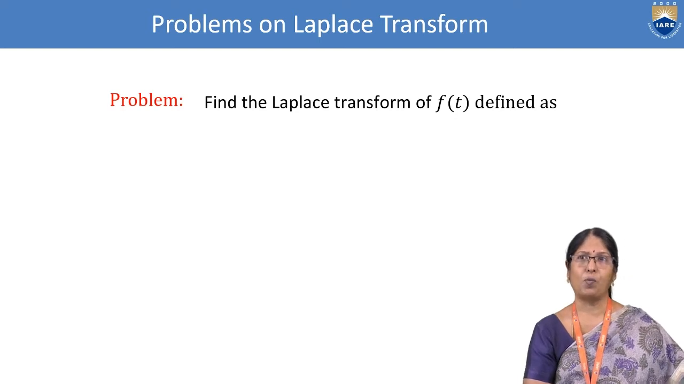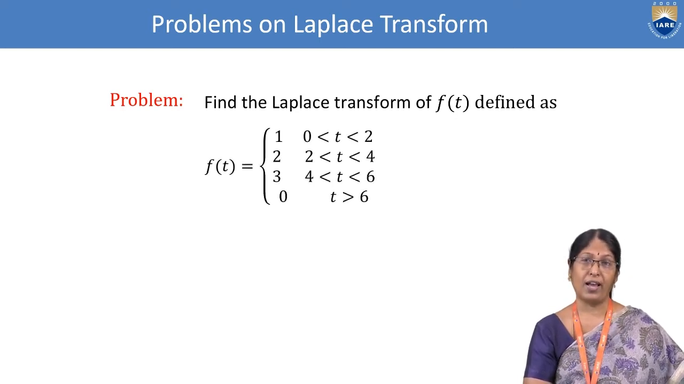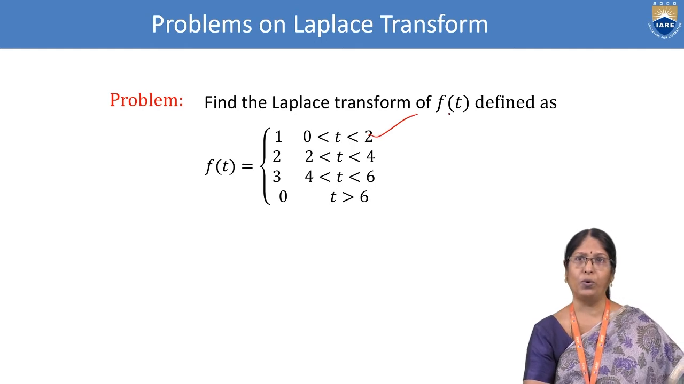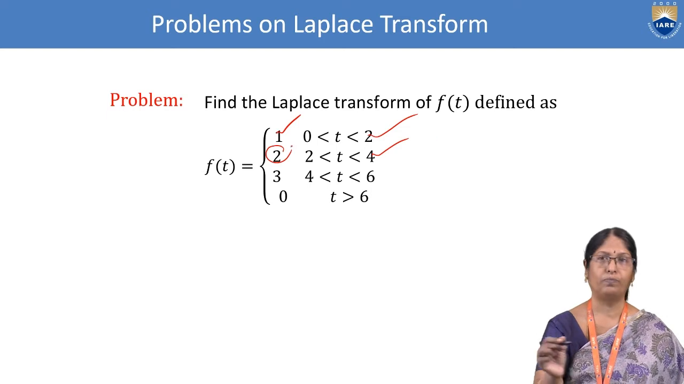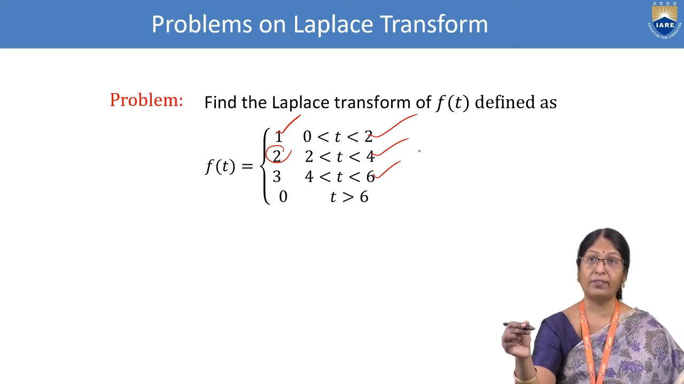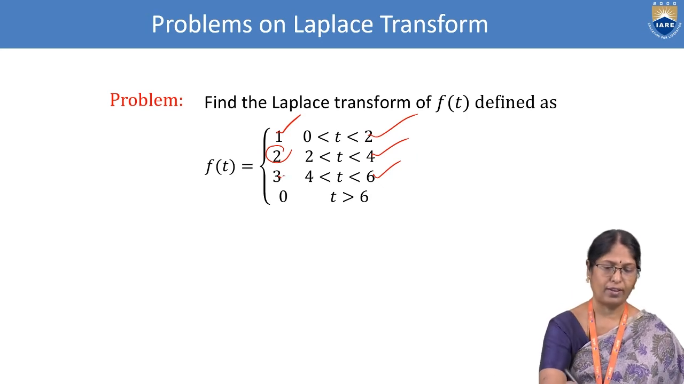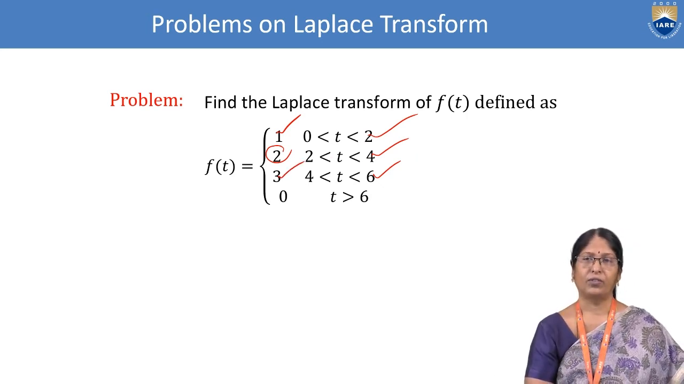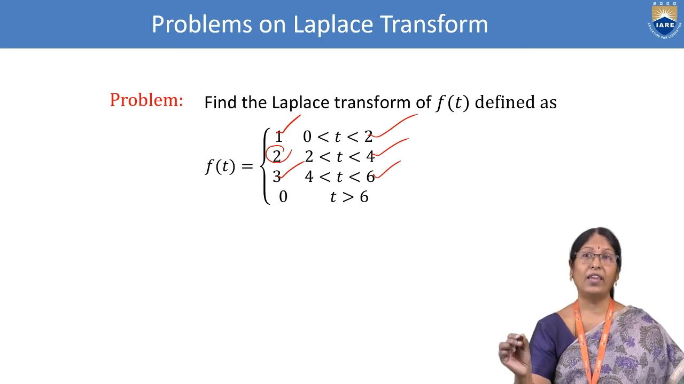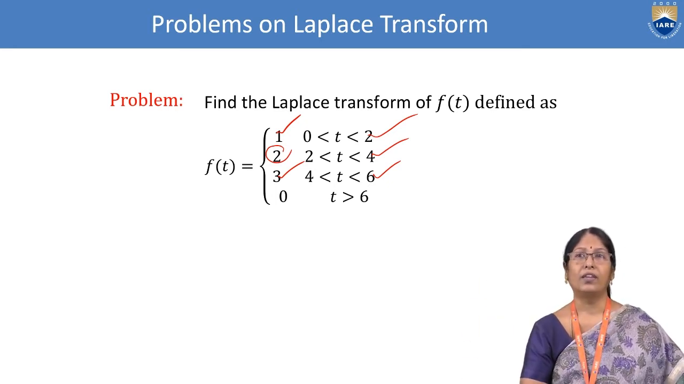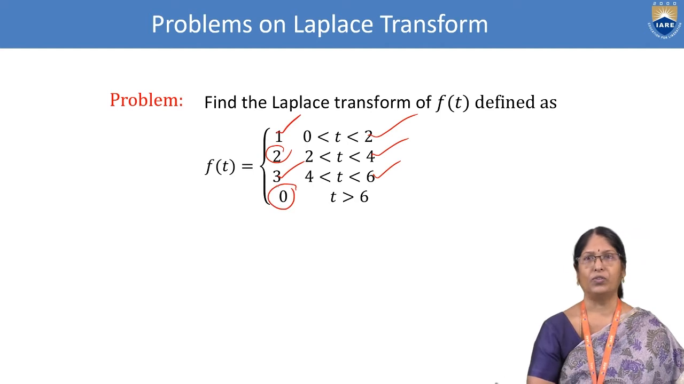Find the Laplace transform of f of t, which is defined as follows: if t lies between 0 to 2, then f of t is 1. If t lies between 2 and 4, then f of t is 2. If t lies between 4 and 6, then f of t is 3. For t greater than 6, it is not defined where it ends, but it is understood to be infinite. So for 6 to infinity, f of t is defined as 0.